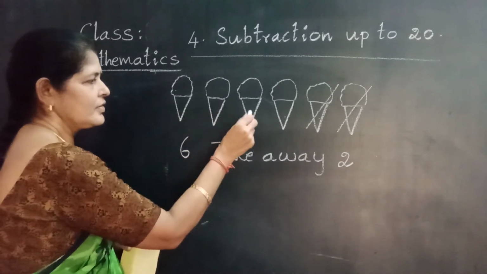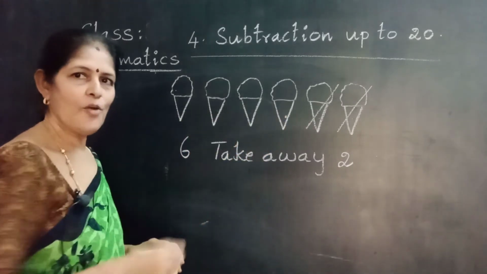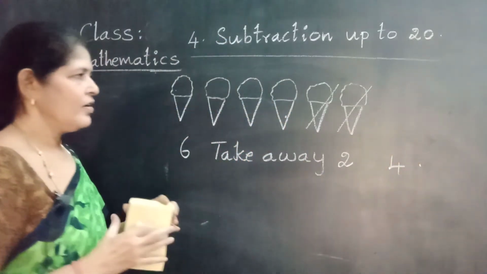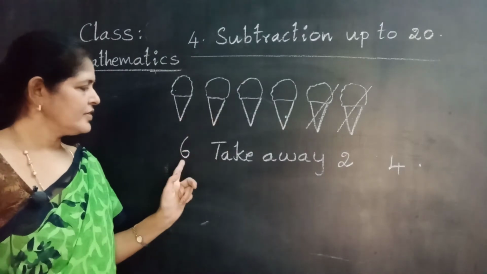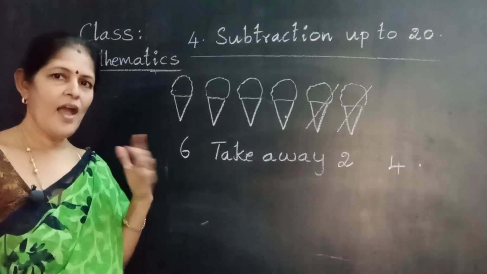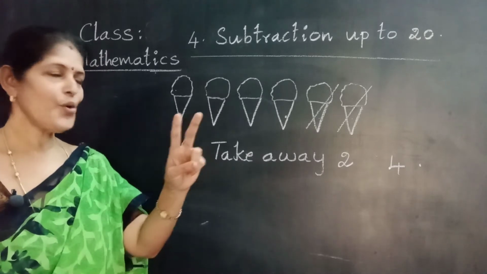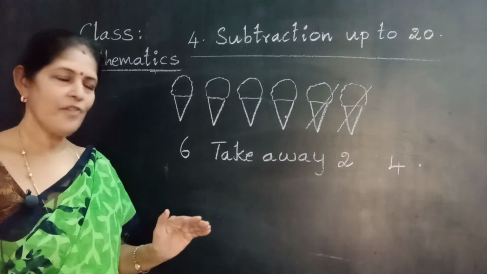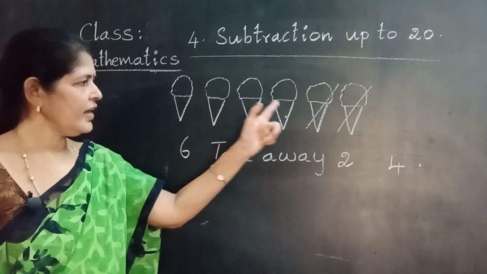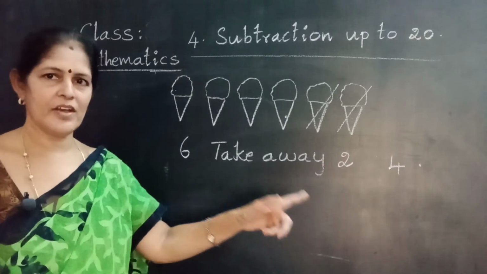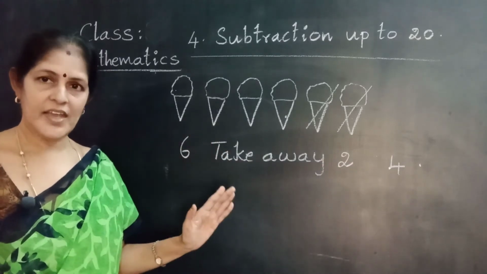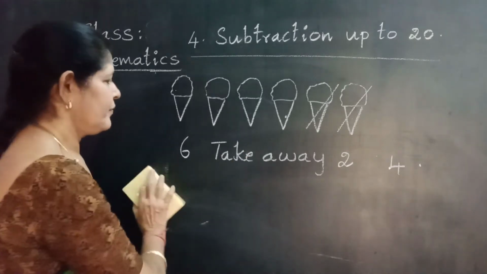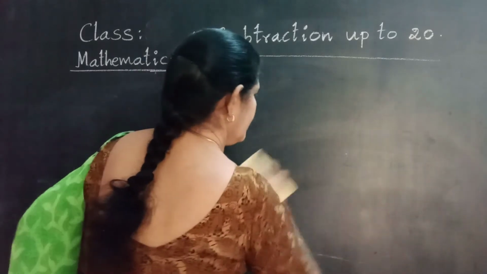1, 2, 3, 4. How many ice creams are left? 4. Do you understand the concept? Once again, I have 6 ice creams. I ate 2 ice creams. Then how many are left? 1, 2, 3, 4 ice creams are left. This is subtraction. Take away. Okay? Another one.